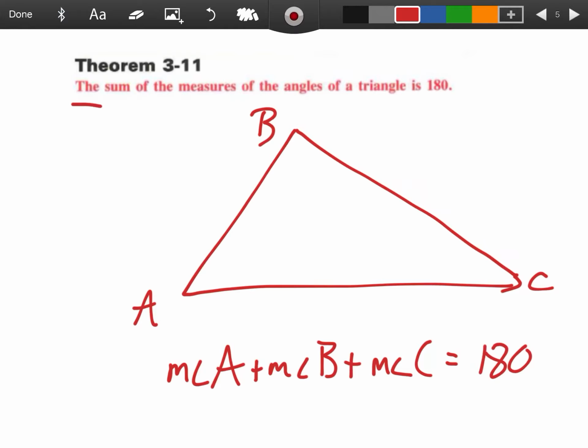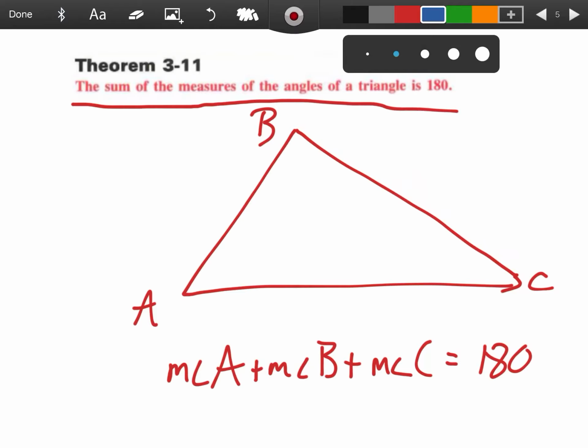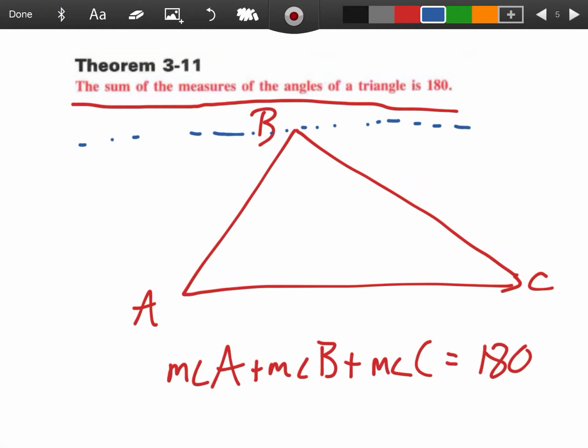Now with this theorem, remember that theorems have to be proved. I'm not going to show the proof step by step, but let's talk about how we would prove this. What if we drew what is called an auxiliary line? We're just drawing an additional line that doesn't actually exist. It wasn't given to us, but we know that through any two points, there's exactly one line. So we're going to draw this line and say that it's parallel to AC.